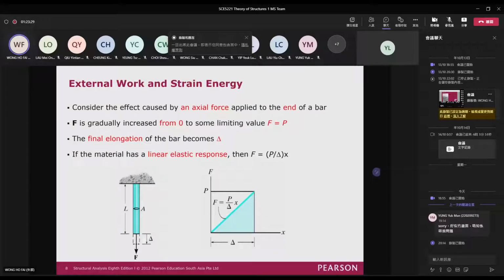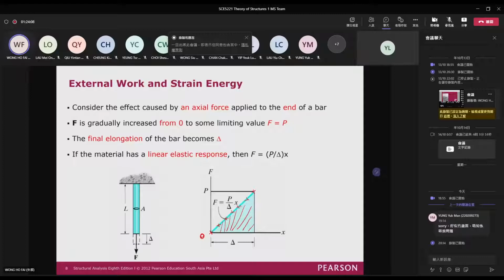As you can see, if I apply an axial load to the bar, at the end of the bar, F is gradually increased from 0 to P. Originally the force is equal to 0, and then the force is applied gradually up to the value of P. The area under the curve is equal to the work done by the force F.